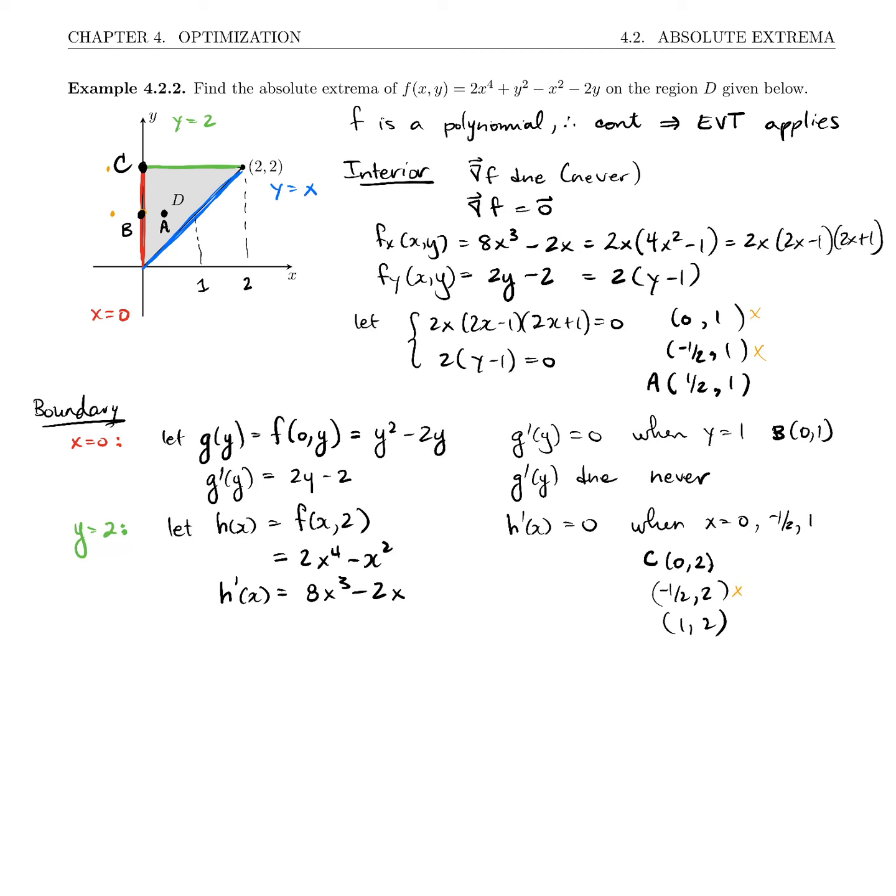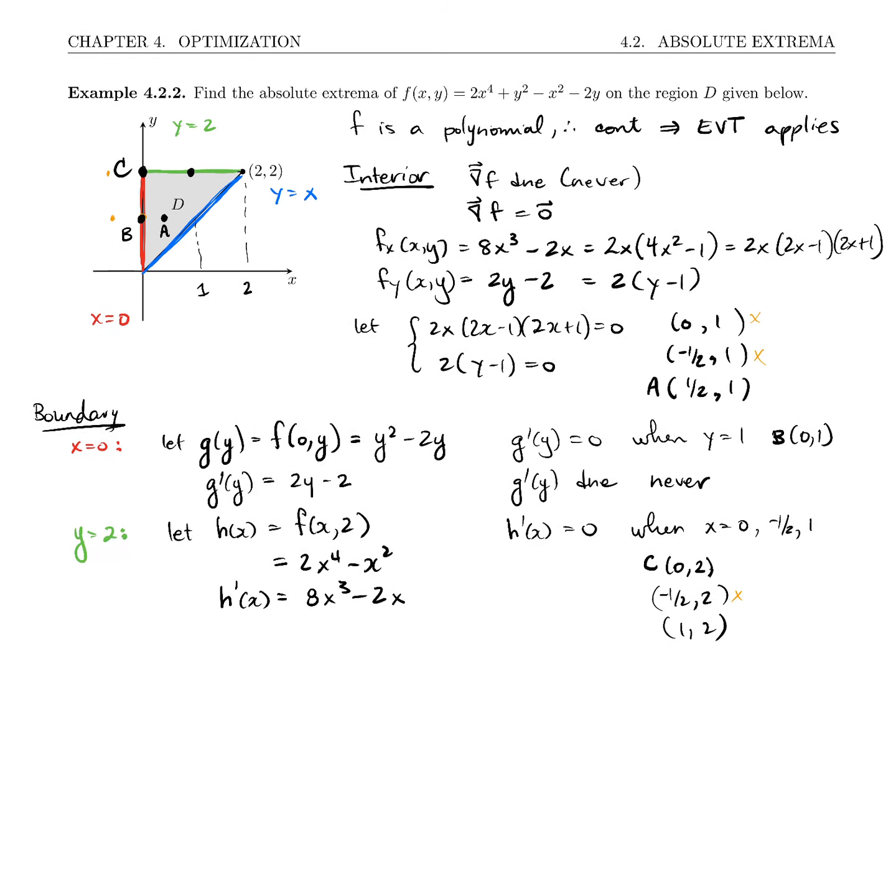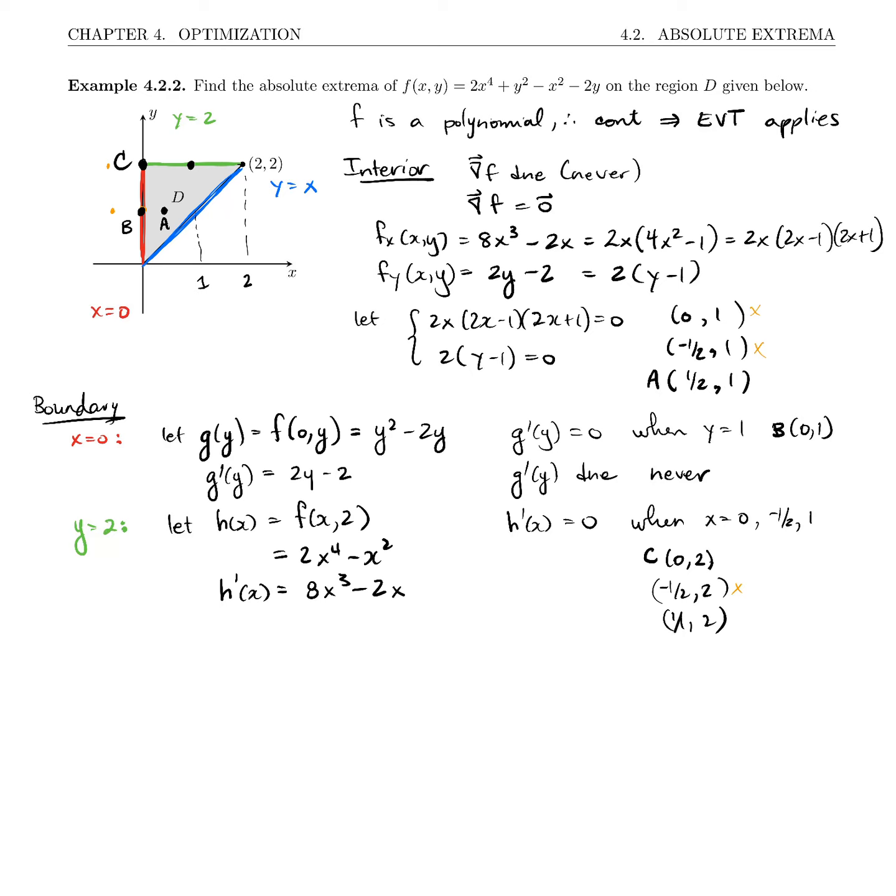And the point (1, 2) is also on the boundary. Not (1, 2), (1/2, 2). So let's get rid of that little point and put (1/2, 2) in its place. So that should be right above point A. And we won't call it D because the region is called D, so we'll call that E.